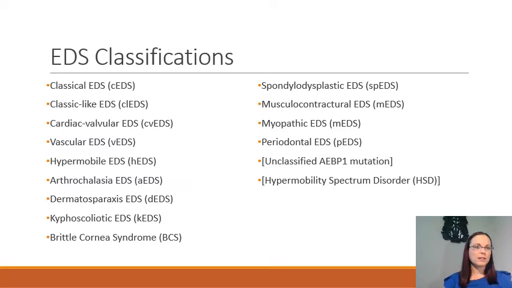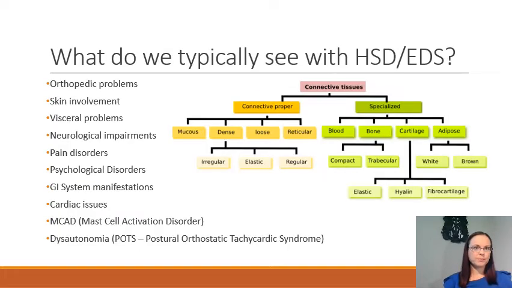We have classical, classic-like, cardiac valvular, vascular, hypermobile, arthrochalasia, dermatosparaxis, kyphoscoliotic, brittle cornea syndrome, spondylodysplastic, muscular contractural, myopathic, periodontal. There's an unclassified AEBP1 mutation, and then hypermobility spectrum disorder is another classification of hypermobility syndromes that are symptomatic.